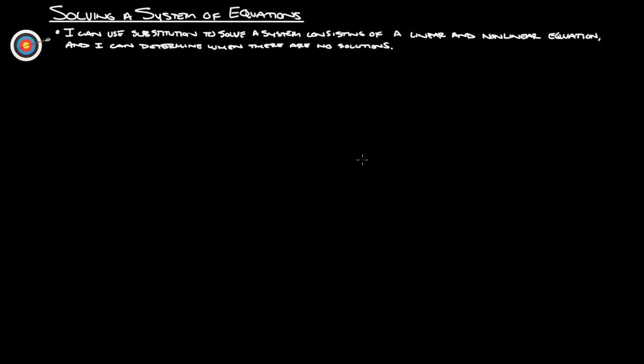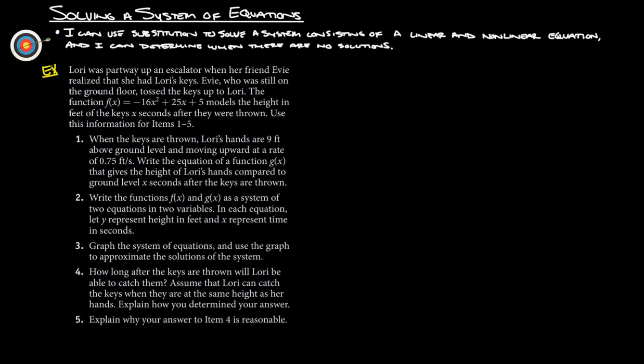I'm going to take you through a word problem on solving a system of equations, just to kind of help out a little bit. Okay? So here's our example. Lori was partway up an escalator when her friend Evie realized that she had Lori's keys. Evie, who was still on the ground floor, tossed the keys up to Lori. The function f of x equals negative 16x squared plus 25x plus 5 models the height in feet of the keys x seconds after they were thrown. Use the information for items 1 through 5.